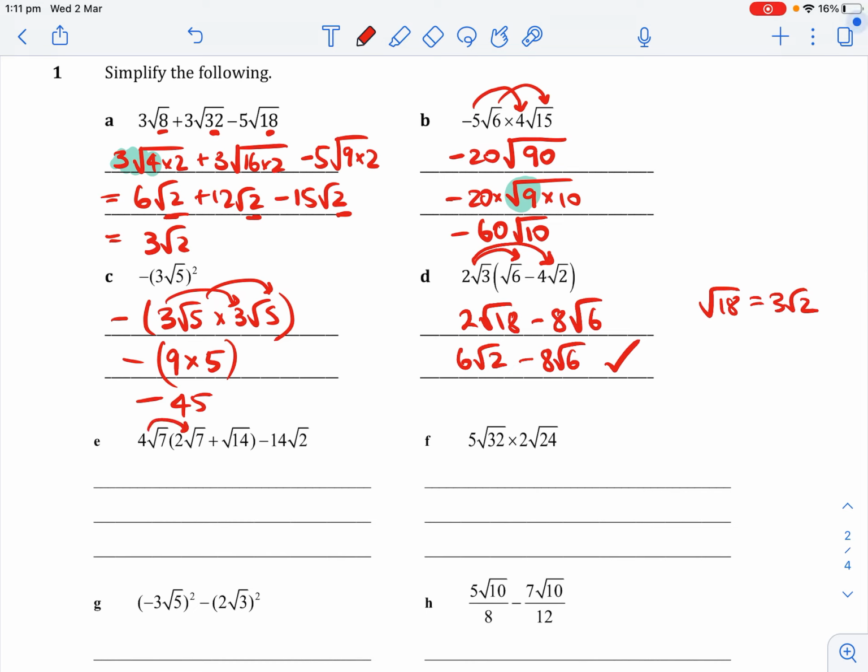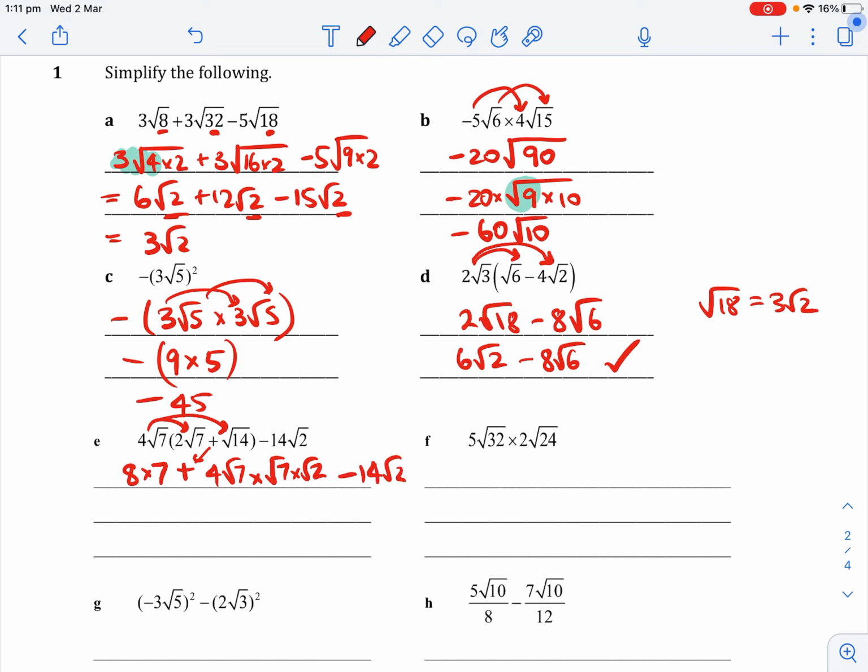Next one, same deal. Multiply out the brackets using the distributive law. That becomes 8 times root 49. And I never write root 49 because I know that that is just 7. So I do 8 times 7 for the first part. And then 4 root 7 times root 14. I'm going to actually use a trick here. I'm going to put the plus sign from there. And then I'm going to do 4 root 7 times, and I'm going to break the root 14 into root 7 times root 2. And then at the end of all of it, I've got 14 root 2.